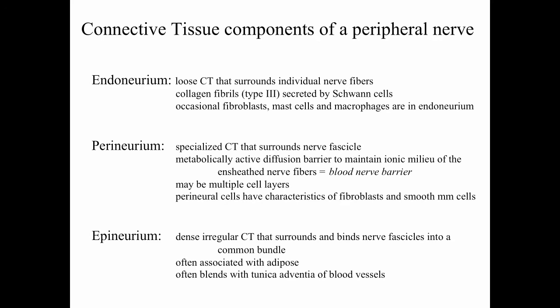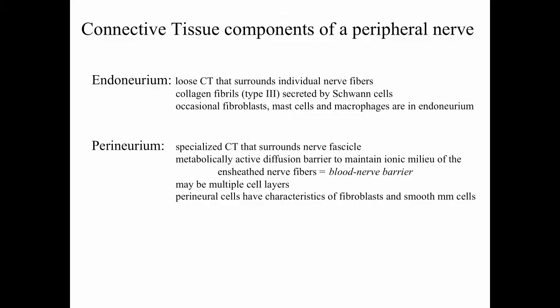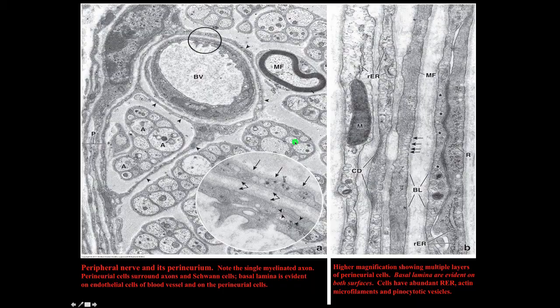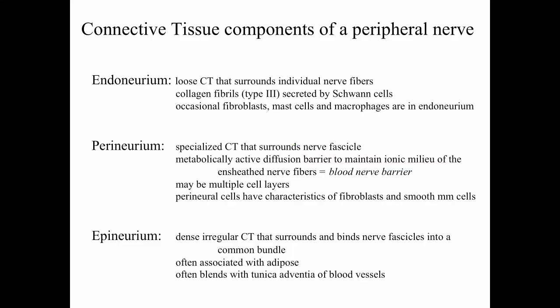So the connective tissue components, besides the endoneurium and perineurium, you have an epineurium. Let me go back a couple of slides. Here's the epineurium like this. Denser connective tissue like this surrounding the entire constellation of nerve fascicles. So let me go back. The epineurium is a dense, irregular connective tissue. It surrounds and binds the nerve fascicles into a common bundle.